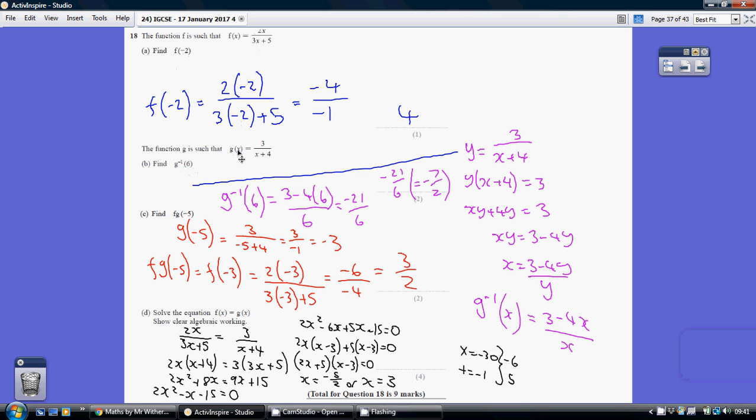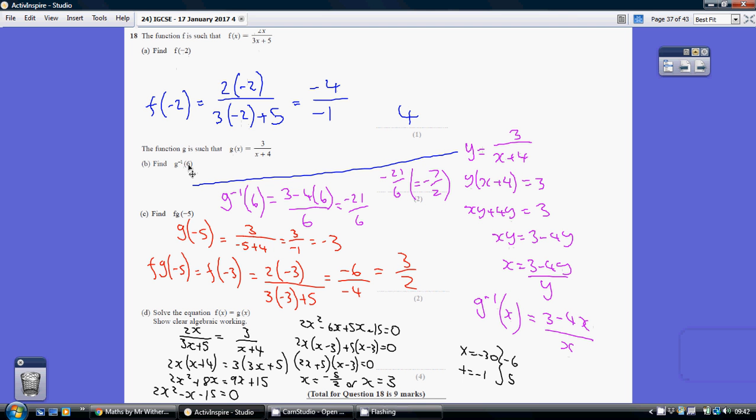So let's kick off by letting y equal 3 over x plus 4, which I've done over here in purple. I've then multiplied both sides by x plus 4, then multiplied out the left-hand side bracket, giving me this. I've then taken 4y from both sides, and then dividing through by y makes x the subject. So I've changed the subject, but of course y is just something I've artificially introduced to help me do the rearrangement. So rather than writing this down, I write down my inverse function of x equals 3 minus 4x over x. So this is what I've then got to substitute 6 into.